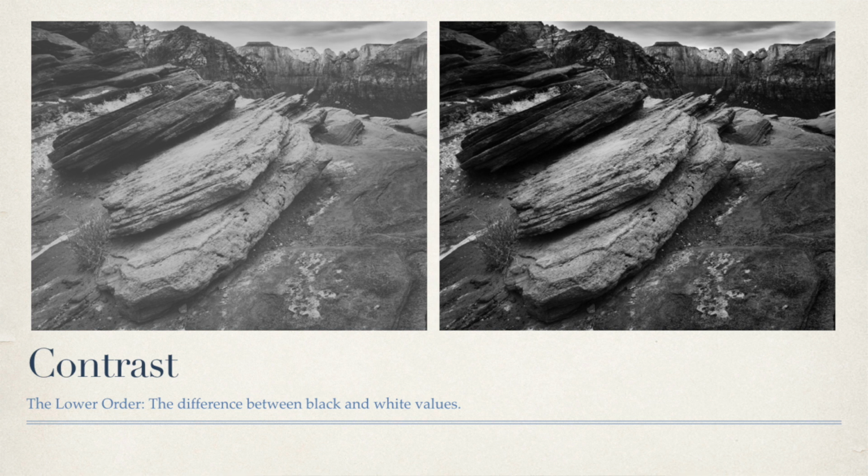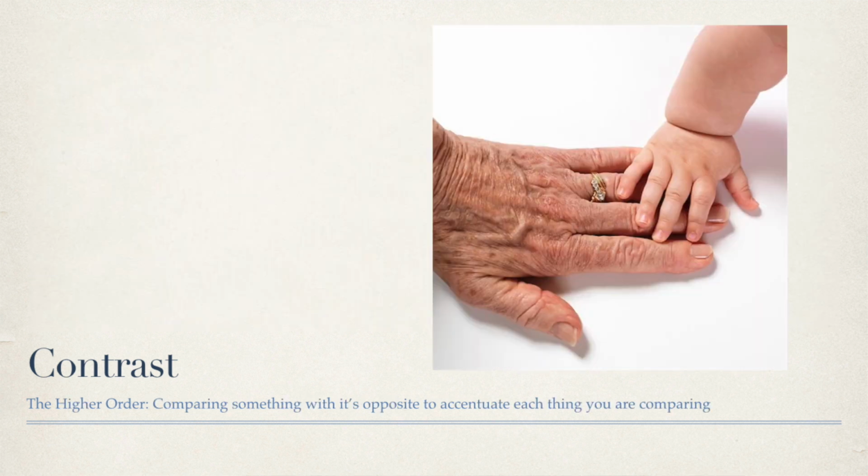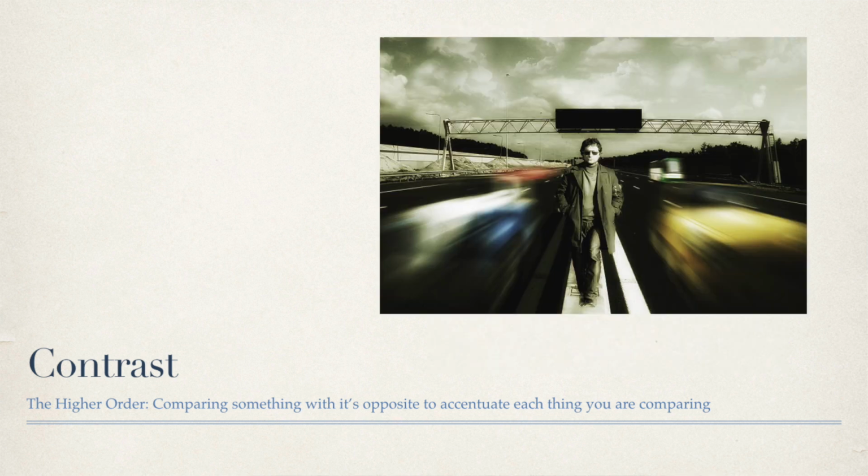But contrast isn't just limited to light and dark. And this is where it gets fun. Contrast means comparing one thing to its opposite. So, for example, old, young. Slow, fast. This contrast here has an almost dizzying effect on the viewer if you stare at the young man. And it sort of creates this sense of stillness among busyness. The stillness seems stiller and the busyness seems busier because we've contrasted them with one another.